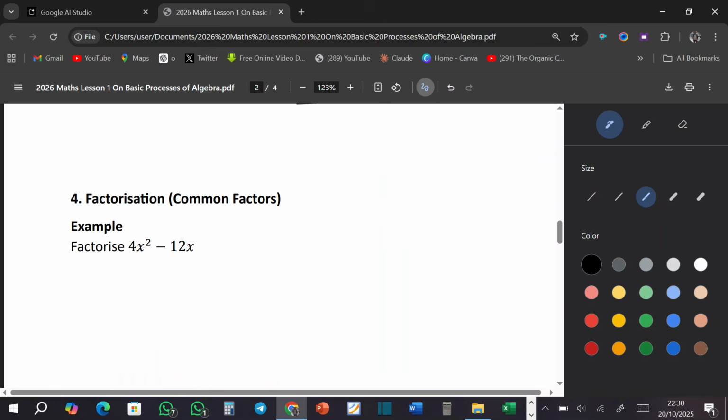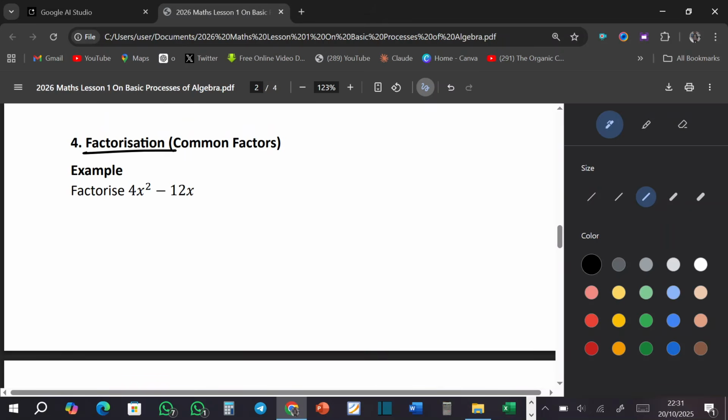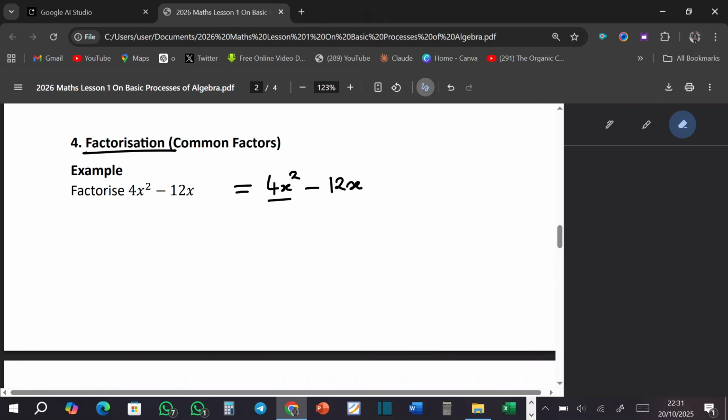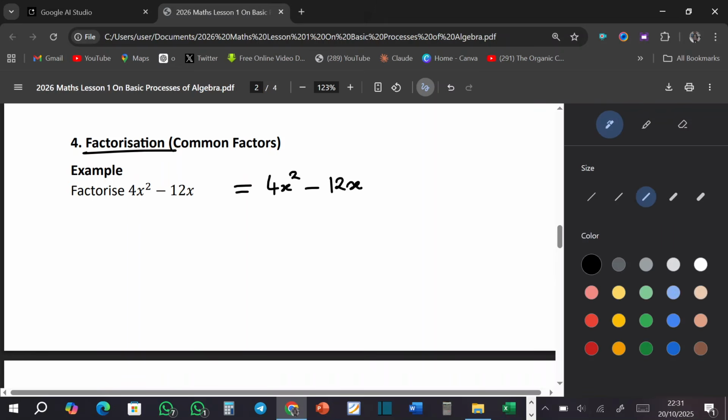Factorize, which is to find common factors. So when you are told to factorize, it means you find a common factor between the two terms. Like we have this one, 4x squared minus 12x. So you see, this is a term and this one is also a term. So these terms here need to be factorized. What is to factorize? It is to set apart common factors.